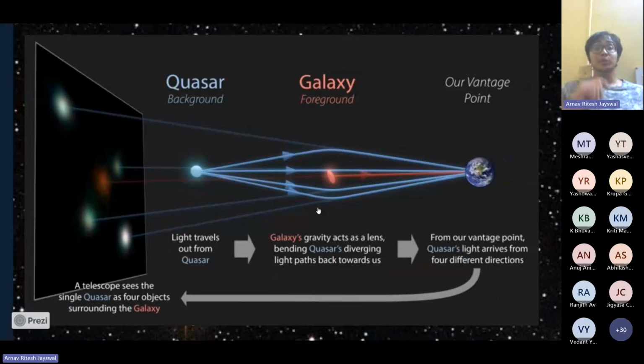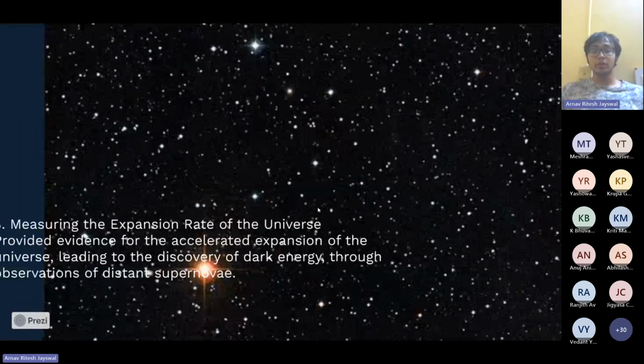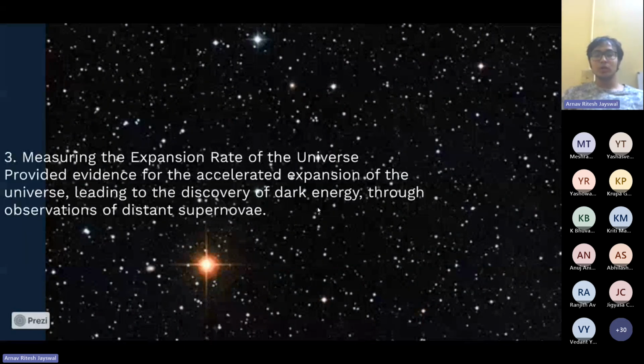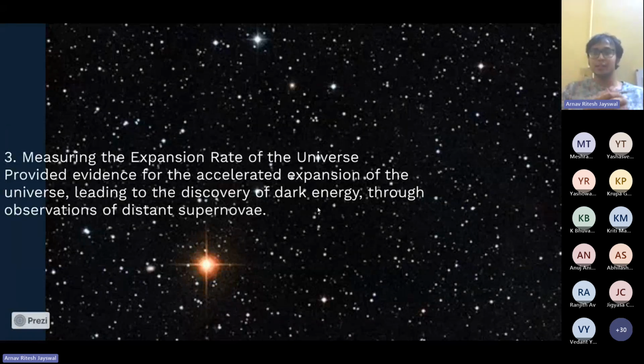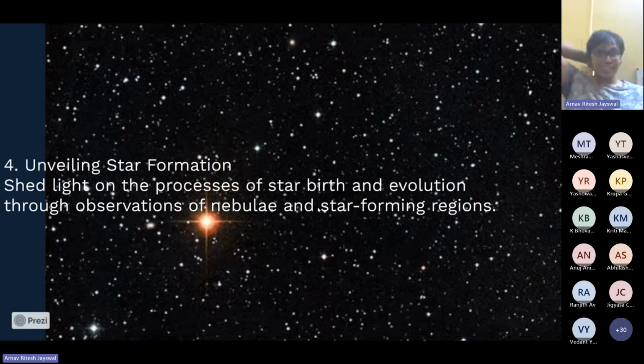Then it also measured the expansion rate of the universe, again through observation of different supernovae, and this also led to the discovery of dark energy, which is one more phenomenon. You'll learn more about it in the other courses of the learner space also. And it also shed light on star formation. Star formation was a very mysterious and aloof phenomenon until like the 1990s. But the Hubble Space Telescope observed nebulae and star forming regions to see how stars form. And this enhanced our learning about star formation.